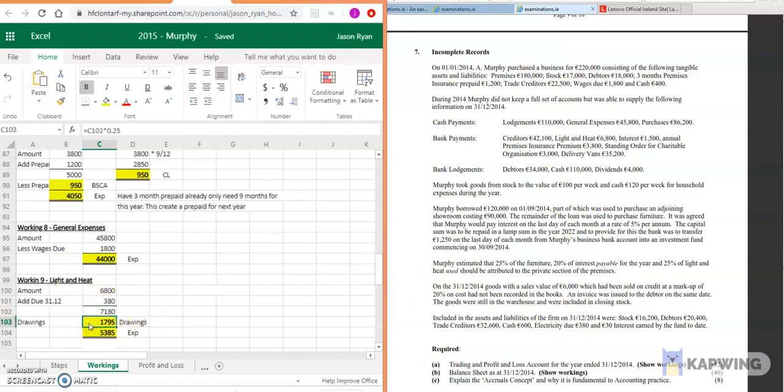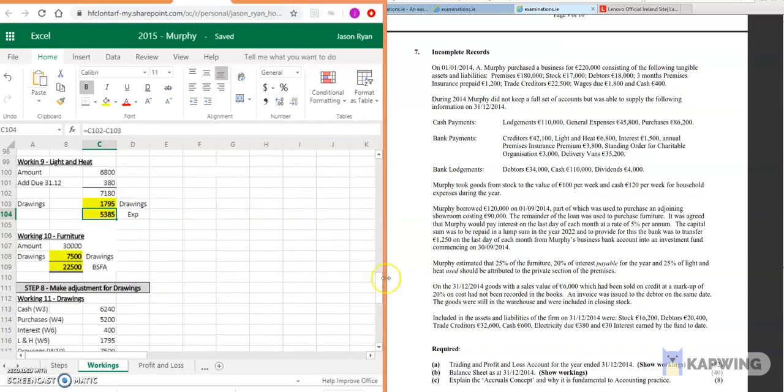So your drawings then is going to be 25%. So you're going to take the 7,180, multiply by 25%, and you get 1,795. That figure goes into your drawings. You're going to reduce your total expense, so take it away. You're going to get 5,385, and that'll go into your expense.